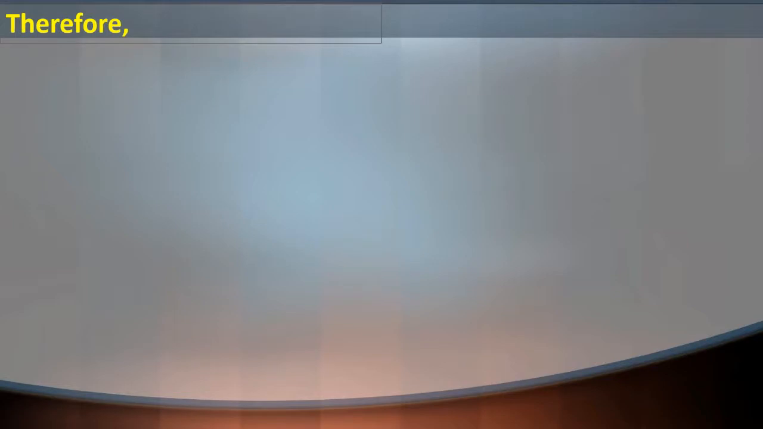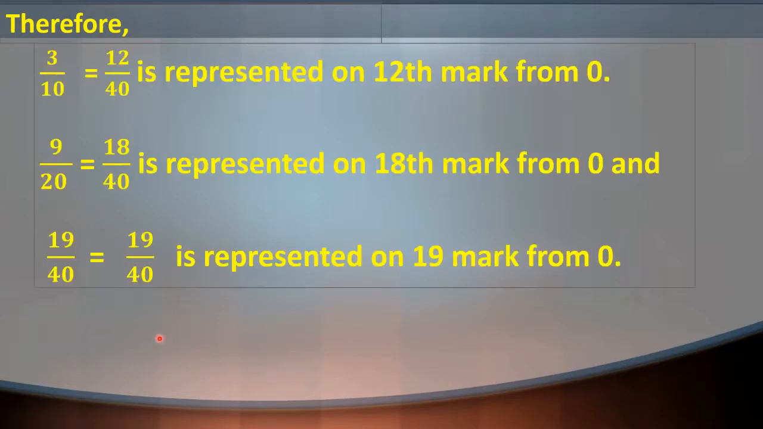Therefore, 3/10, that is equal to 12/40, is represented on 12th mark from 0. Then 9/20, that is equal to 18/40, is represented on 18th mark from 0. And 19/40 is represented on 19th mark from 0.